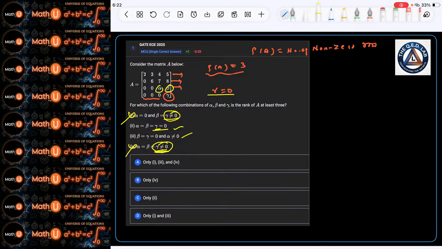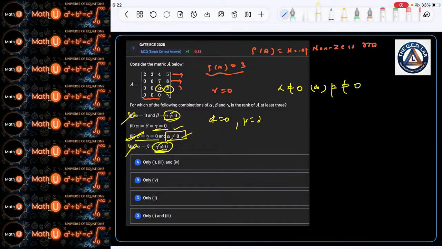See, if alpha becomes 0, beta becomes 0, and gamma becomes 0, we get rank equal to 2, because this row is also completely 0. Then compulsorily, any one of alpha or beta should be not equal to 0. This should be compulsory. Okay, then alpha is not equal to 0, beta is equal to 0, gamma is 0. Only the third one is the correct one.